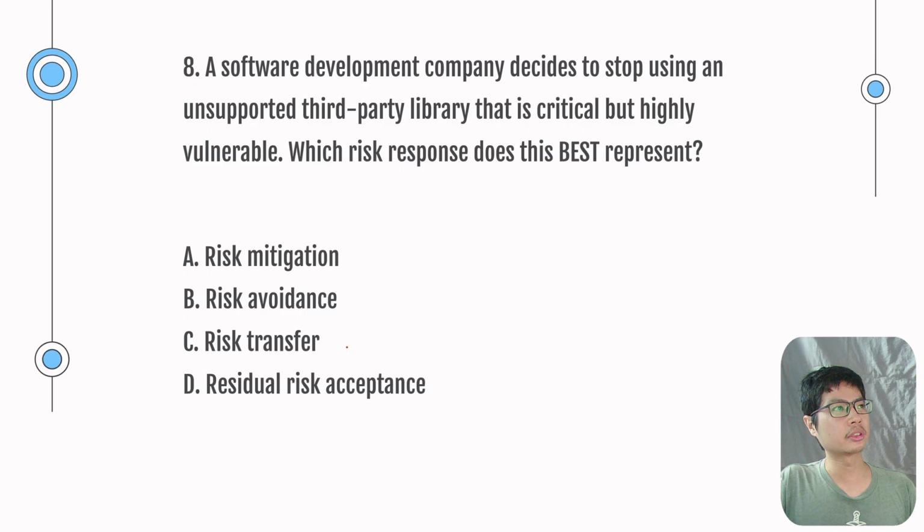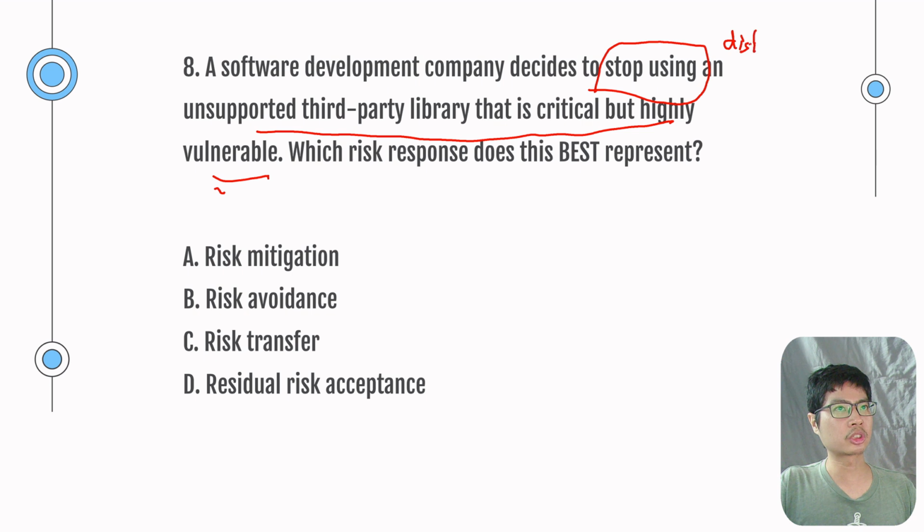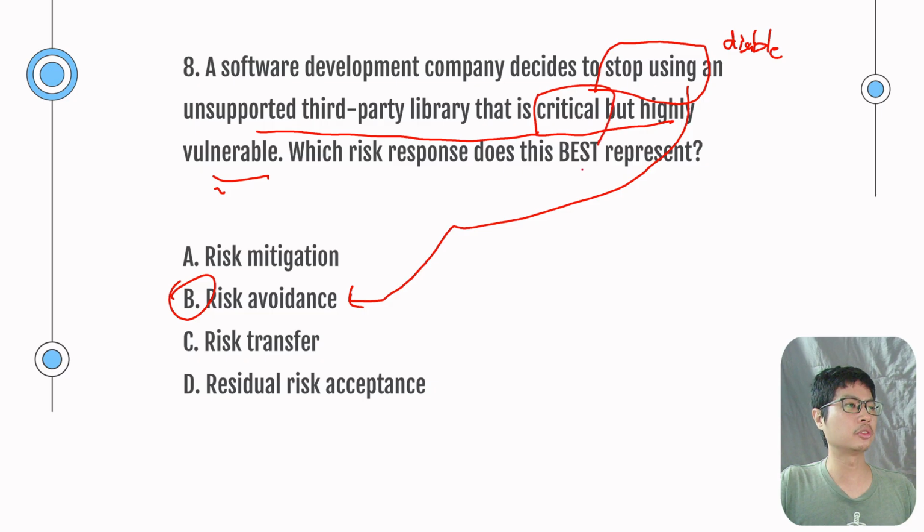Okay, our final question. A software development company decides to stop using an unsupported third-party library that is critical but highly vulnerable. What risk response does this best represent? Okay, again, we see that the keyword here is stop using, totally disabling a feature or totally stopping using a feature, and really, I think these are the keywords that point towards risk avoidance, because we are totally stopping it. We are not skydiving at all, and this is an example of fully avoiding the risk. Although it's critical to the functioning, we still choose to do it for the sake of security. So this would really be risk avoidance here.